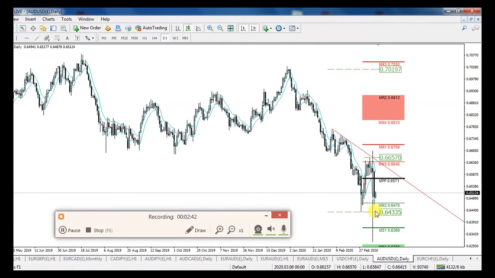I'm most likely going to hold this position until this low is taken out.